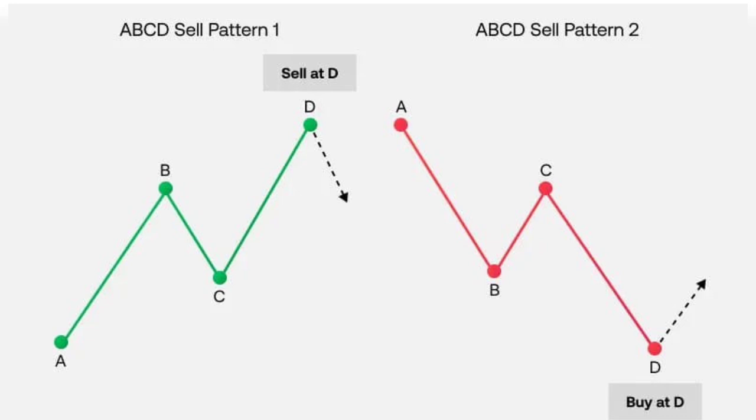Bullish ABCD looks like a lightning bolt. Price drops, AB, corrects up, BC, then drops again to a predicted low, D, to rally. Bearish ABCD, the inverse. Price rallies, AB, corrects down, BC, then rallies again to a predicted high, D, to fall. The magic isn't in the shape, it's in the mathematical relationships.